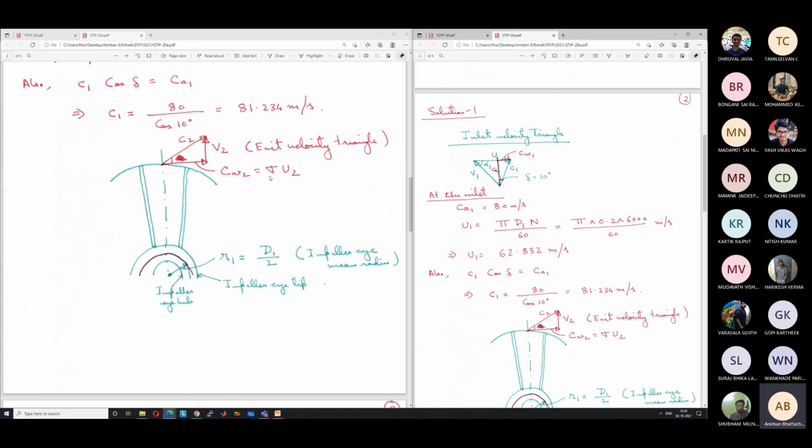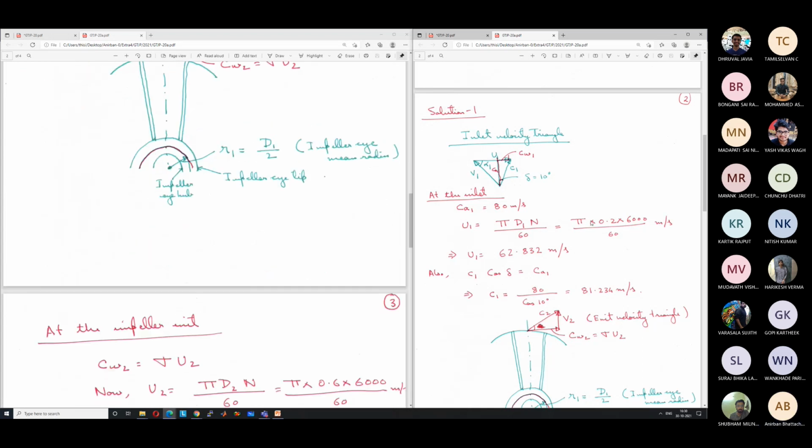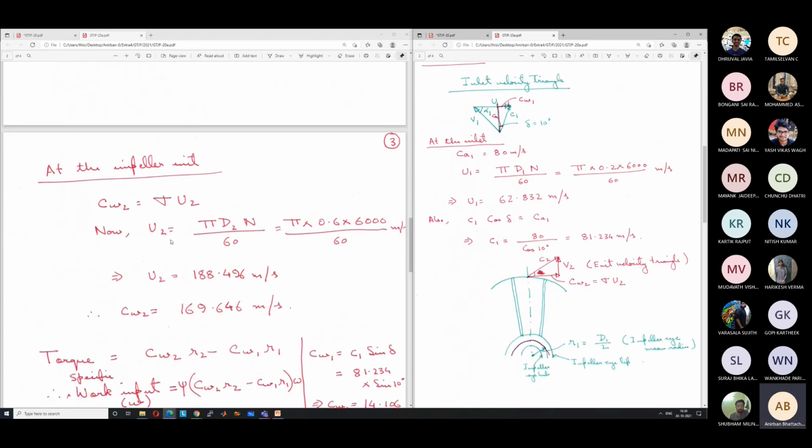So CW2 is equal to sigma into U2. So to find CW2, we need to find out what is U2. Okay, so U2 is equal to pi d2 n by 60. So pi into 0.6 into 6000 by 60, which comes out to be 188.496 meter per second. Once you find this is the speed, you can see that this is quite less than 400 or 500 that we had discussed. CW2 is equal to 0.9 into U2, which comes out to be 169.646 meter per second. So this is the whirl component of velocity at the exit.